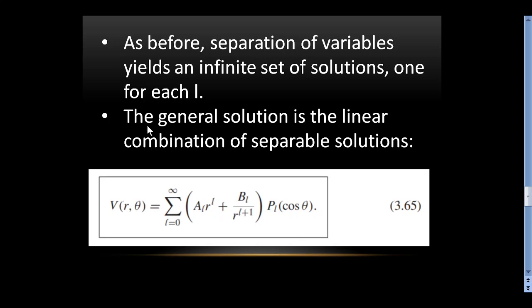And hence the most general solution, a linear combination of the separable solutions, can be written as V as a function of r and theta equal to the sum over L varying from 0 to infinity, where A and B are now changed with the suffix L: AL r raised to L plus BL upon r raised to L plus 1, into PL cos theta. This is equation 3.65, and this is the most general solution of the Laplace equation in spherical coordinates with azimuthal symmetry that we can obtain.